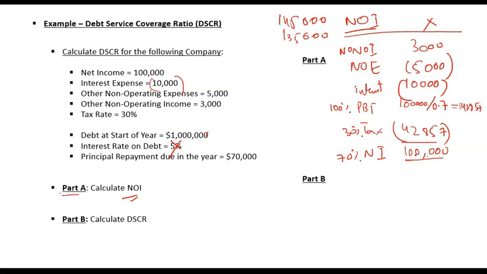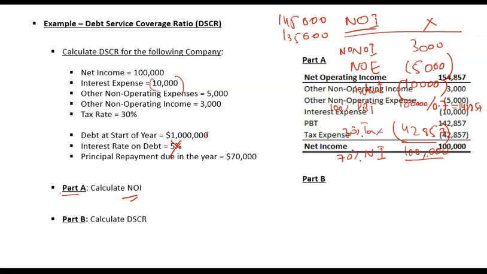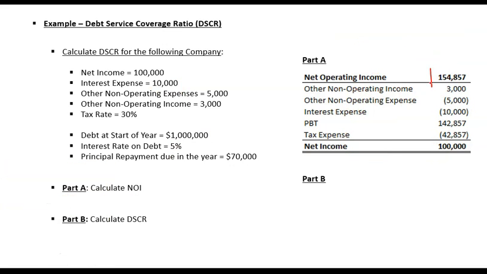So how do you calculate it? 100,000 plus 42,857 plus 10,000 plus 5,000 minus 3,000, and when you do your math, you will arrive at net operating income of 154,857. So the answer is 154,857. This is your net operating income.